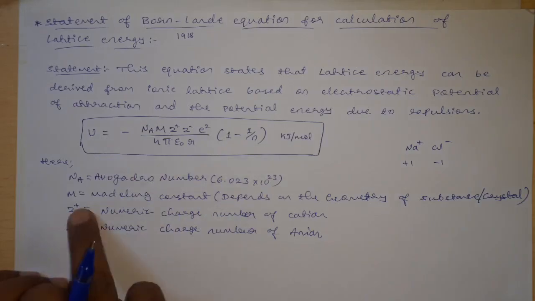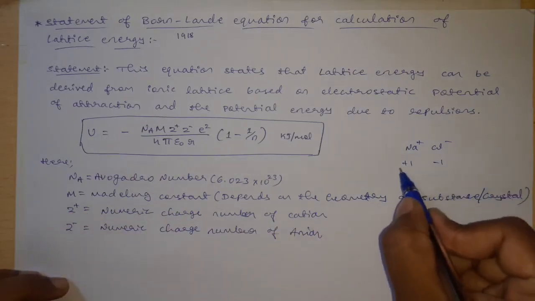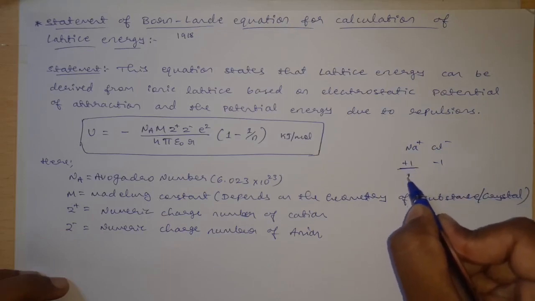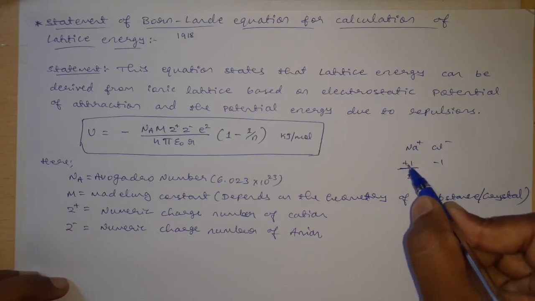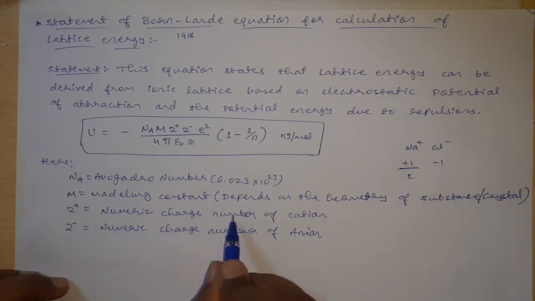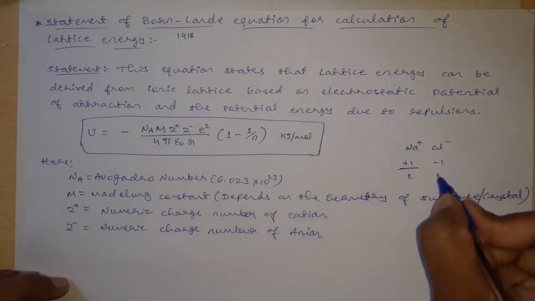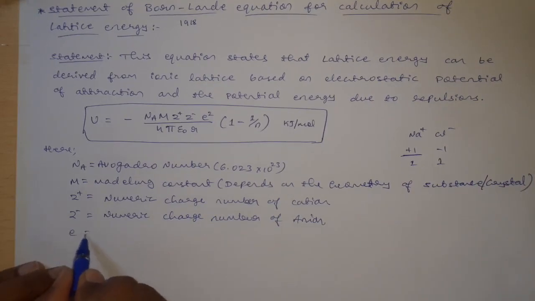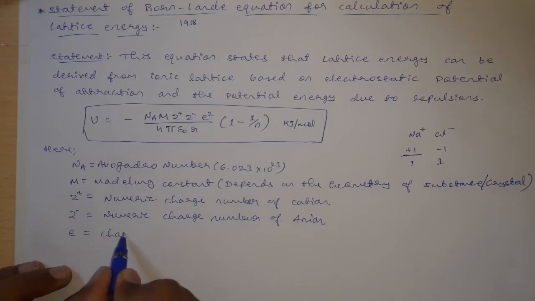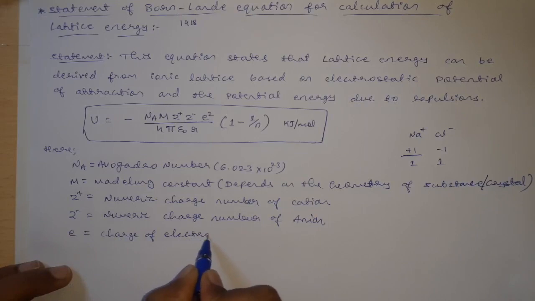Now here, Z plus means what? The numeric charge number of cation. Numeric charge number of cation means only 1. Here we should not include the sign. They are asking for the numeric charge number. Numeric charge number means 1, and the numeric charge number of anion is also 1. Okay. Then E is nothing but the charge of electron, E square.